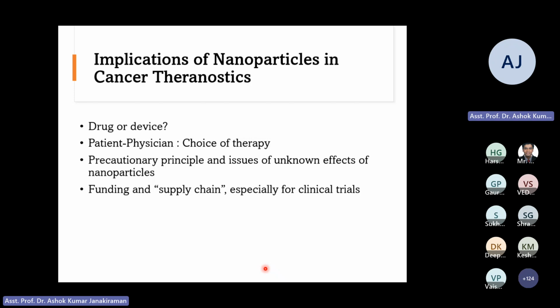a development of new nanoparticles for our clinical trials. So funding and supply chain are also main drawbacks.